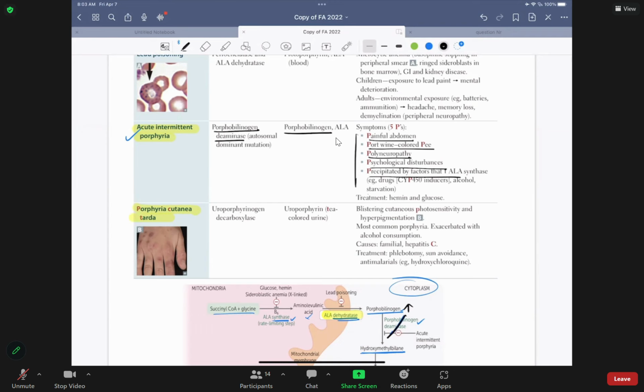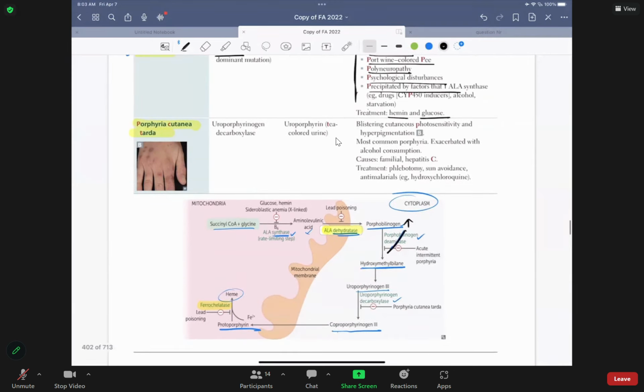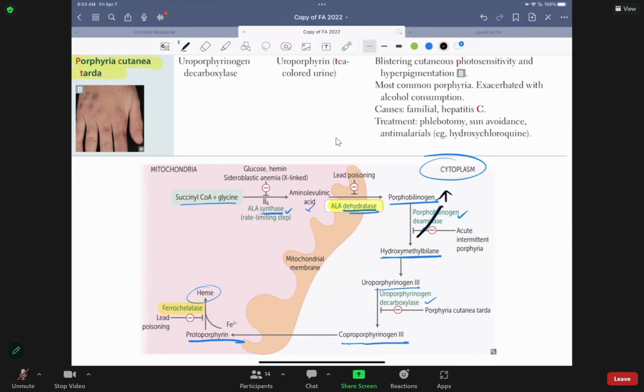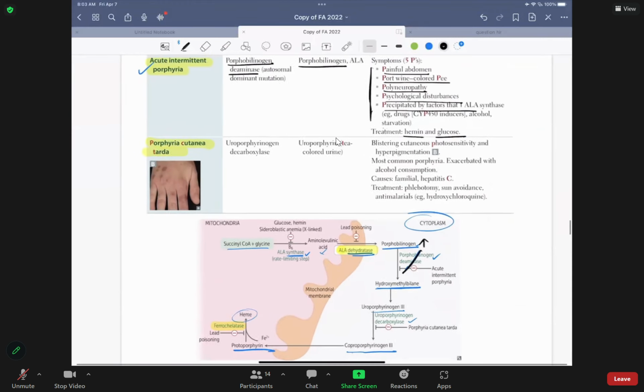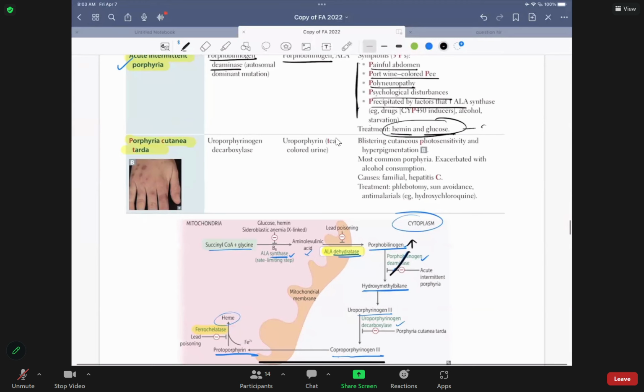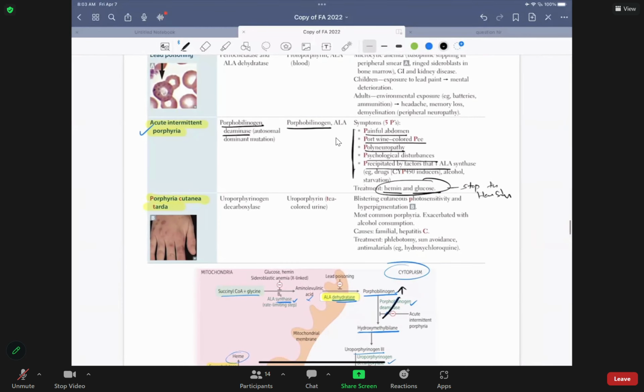Okay. Now, what type of question do they ask? They say, what's the treatment for this patient with acute intermittent porphyria? Look at this, hemin and glucose. If you give hemin and glucose, this pathway stops. Giving these two stops the heme synthesis, which makes perfect sense. When do people present with acute intermittent porphyria? When they go through heme synthesis, right?